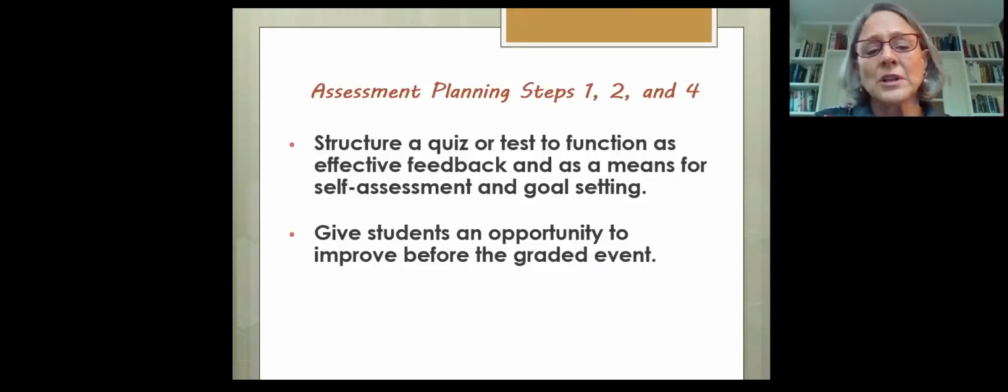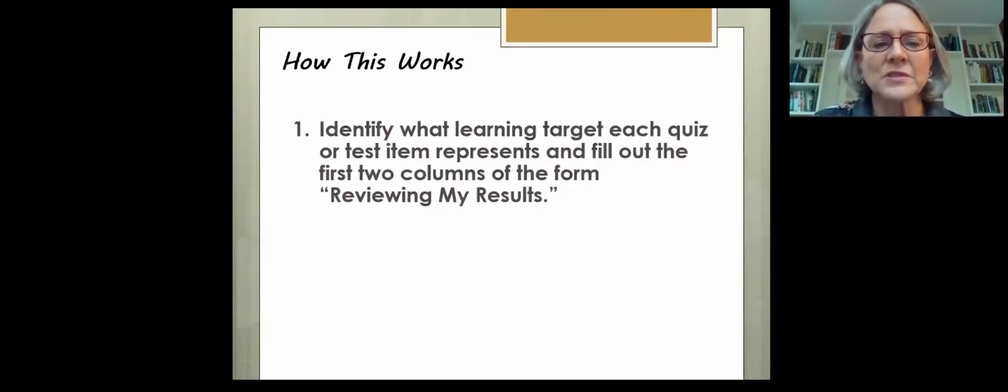And it also requires that we give students the opportunity to improve before the graded event. So the idea here is that this happens before the summative. However, if you're going to be creating a summative assessment, you may want to make a test blueprint, which allows you to make two forms of the same test, testing the same learning targets with different items or different tasks, so that you can use one for this protocol and then the other one as your summative. So here's how this works.